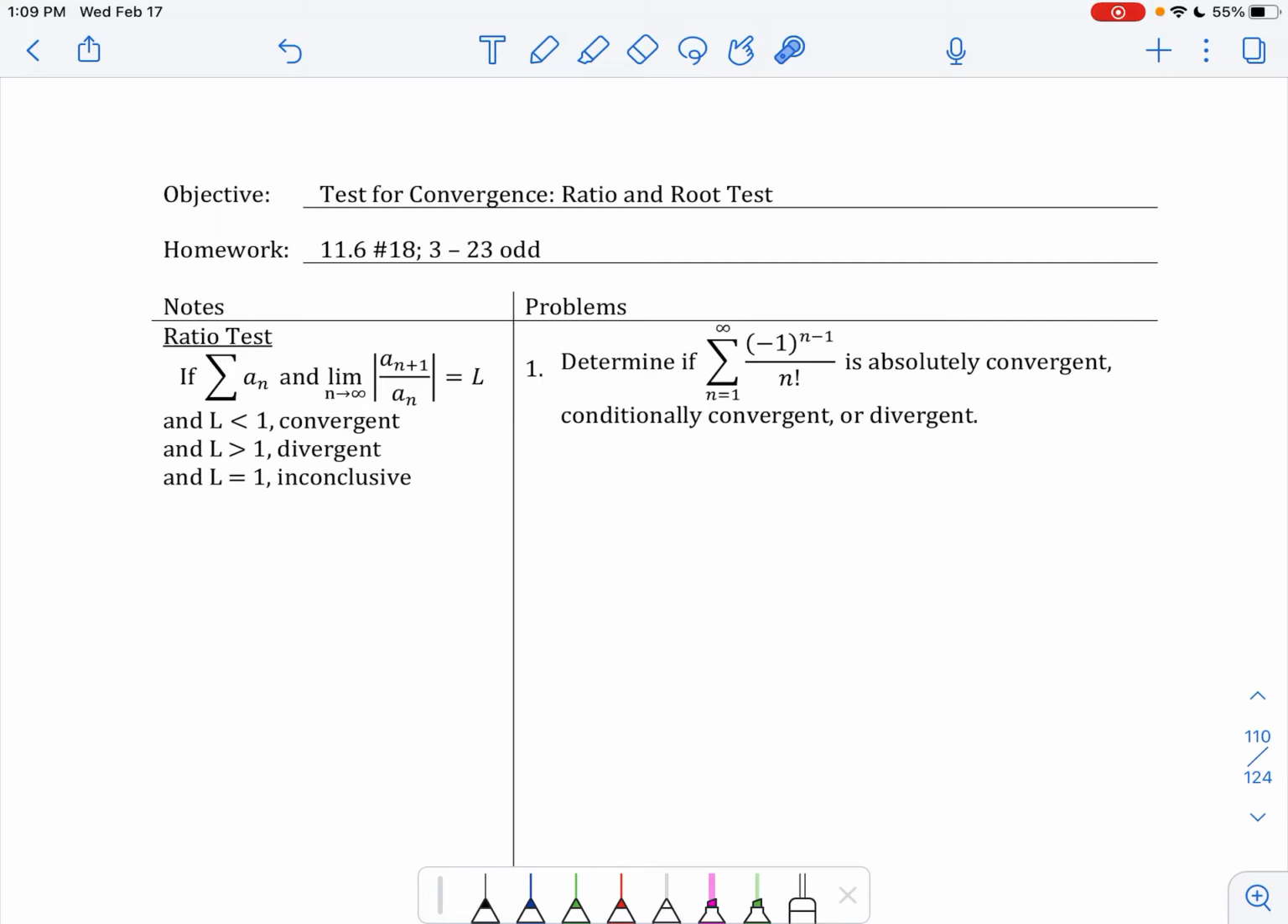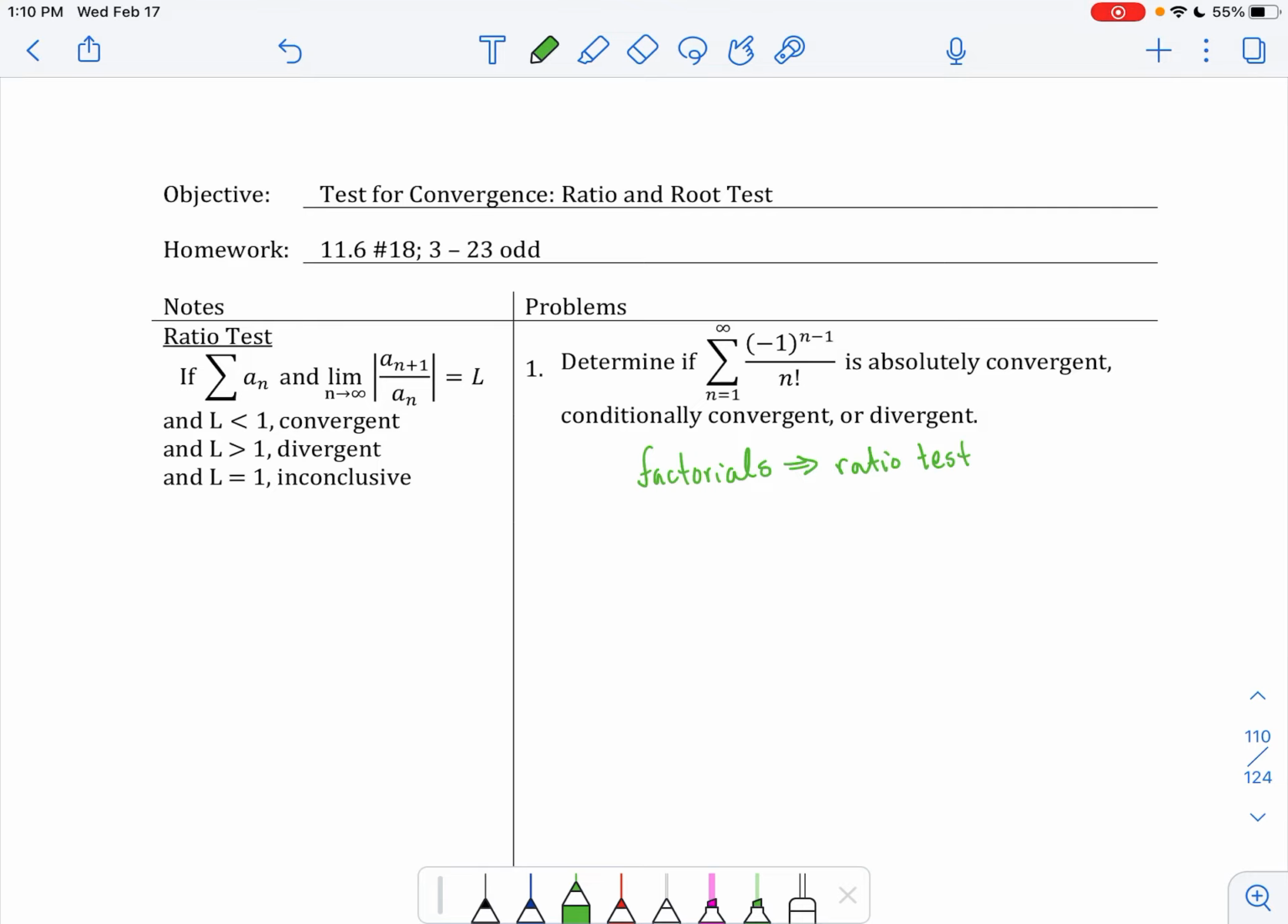Now, the times that I recommend that you use the ratio test are when you see factorials. And you're going to start seeing a lot more factorials in these series for this chapter, this section. And that just mainly tells you, oh, I want to use the ratio test. So whenever you see factorials, that is a sure sign to use the ratio test.